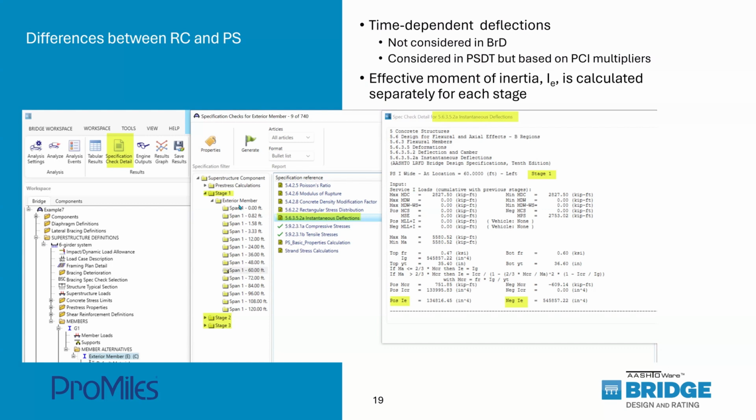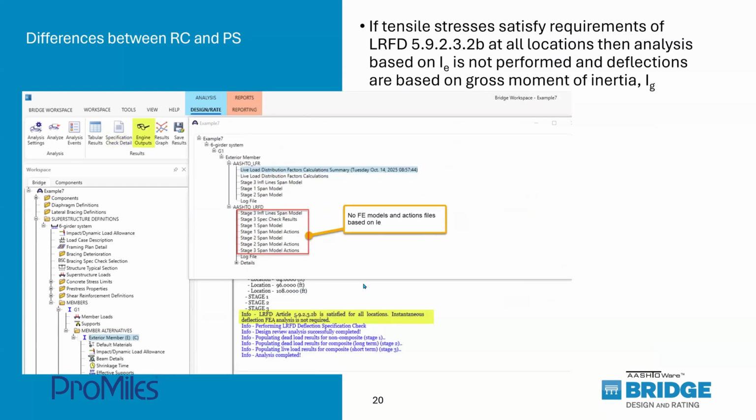Then for pre-stress, we list 3 stages rather than the final stage as we do for RC. So we list that article where the effective moment of inertia is calculated separately for each stage. So you'll see this article in each stage. And also for pre-stress, the finite element analysis based on effective moment of inertia may not kick in if the tensile stresses are not high enough. We do check that condition.